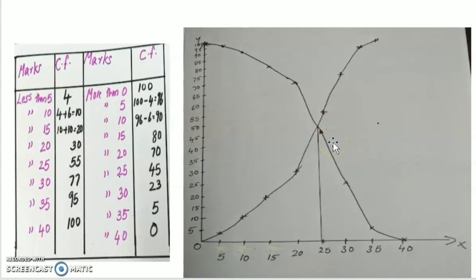The only point you have to be careful about is the intersection point of both the ogives, the less than method and the more than method. From the intersection point you will get a point. That point is the mode. That's very important. You can expect an objective question from this part. Okay, this is all about ogive. Hope this is also very clear.